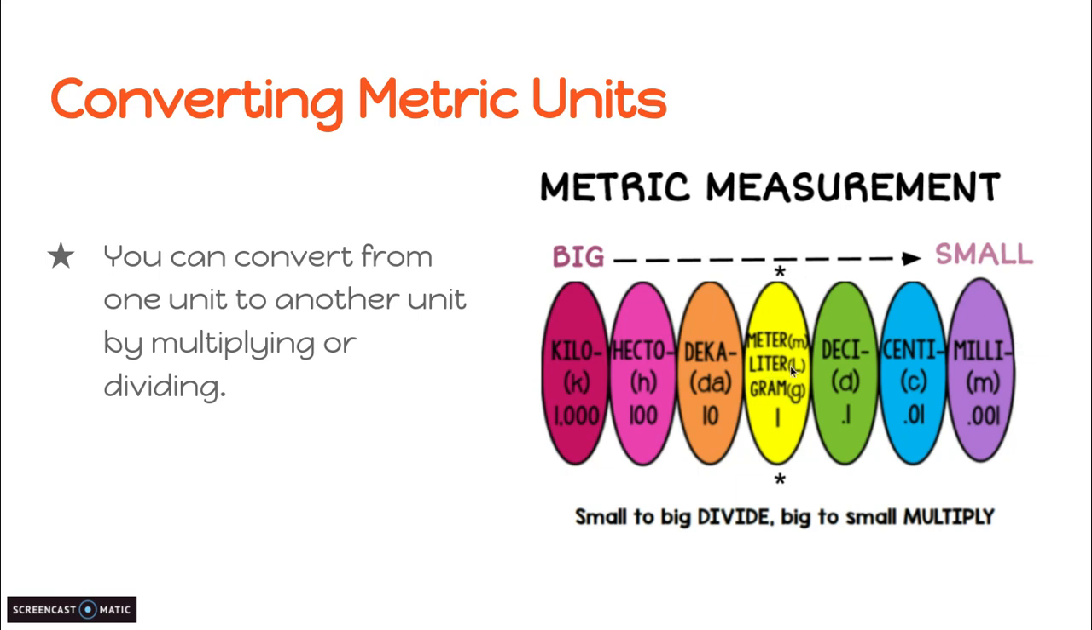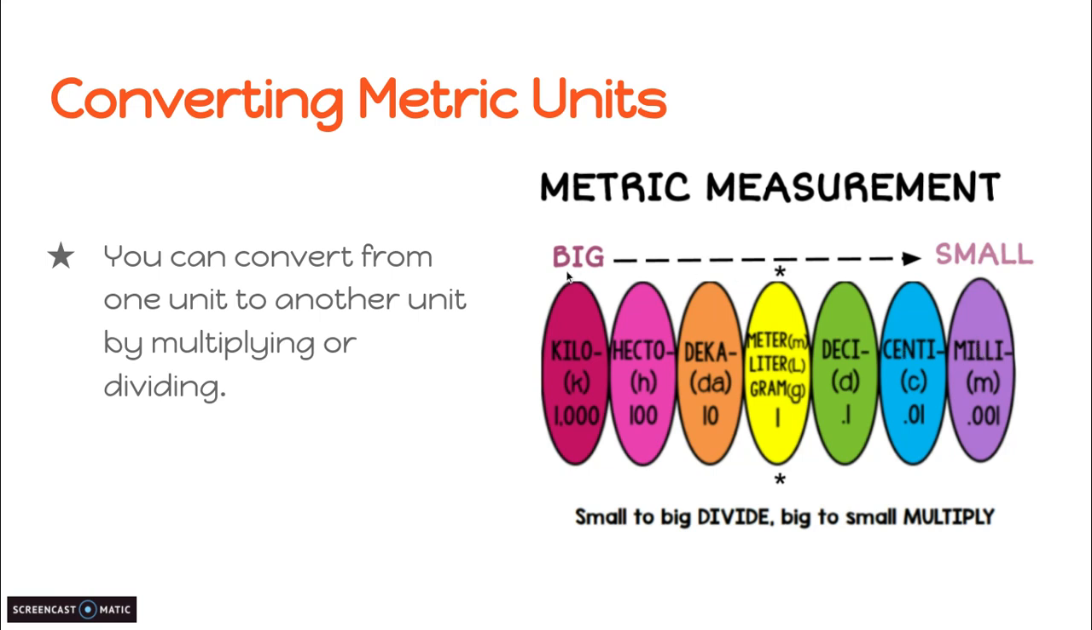When we talk about liters, we can have kiloliters, hectoliters, decaliters, deciliters, centiliters, and milliliters. When we discuss our base unit gram, we can have kilograms, hectograms, decagrams, decigrams, centigrams, and milligrams.